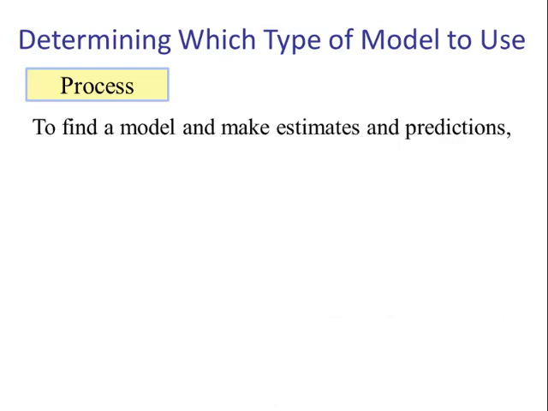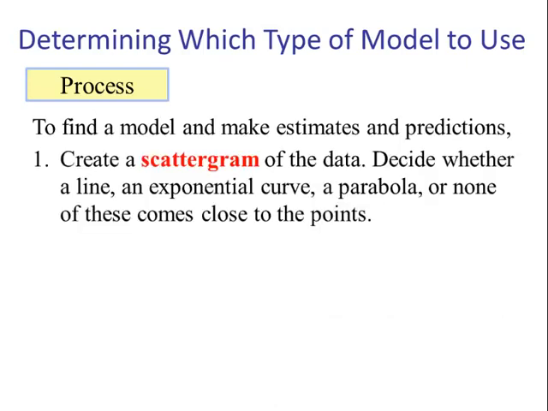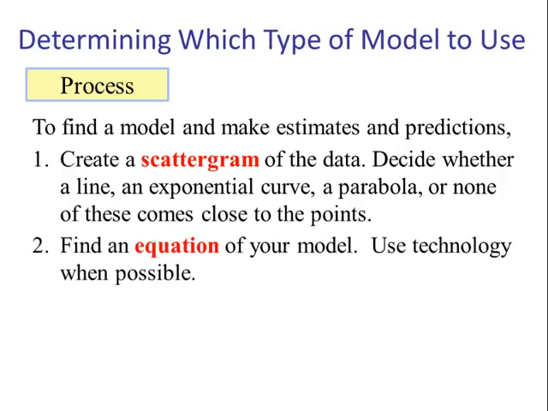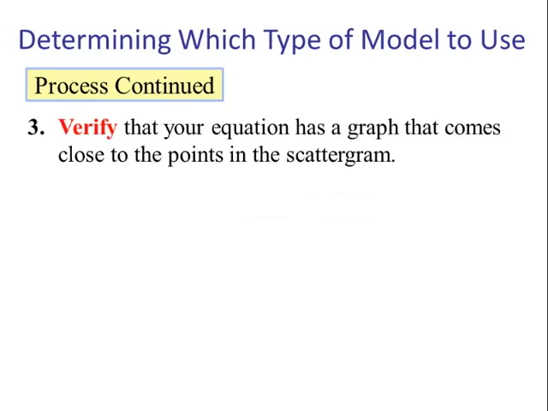Define the model and make estimates and predictions. Number 1, we create a scattergram of the data. Decide whether a line, exponential curve, a parabola, or none of these comes close to the points. Number 2, find the equation of your model. And of course we want to use the graphing calculator to do this. Number 3, we verify that the equation has a graph that comes close to the points of the scattergram.